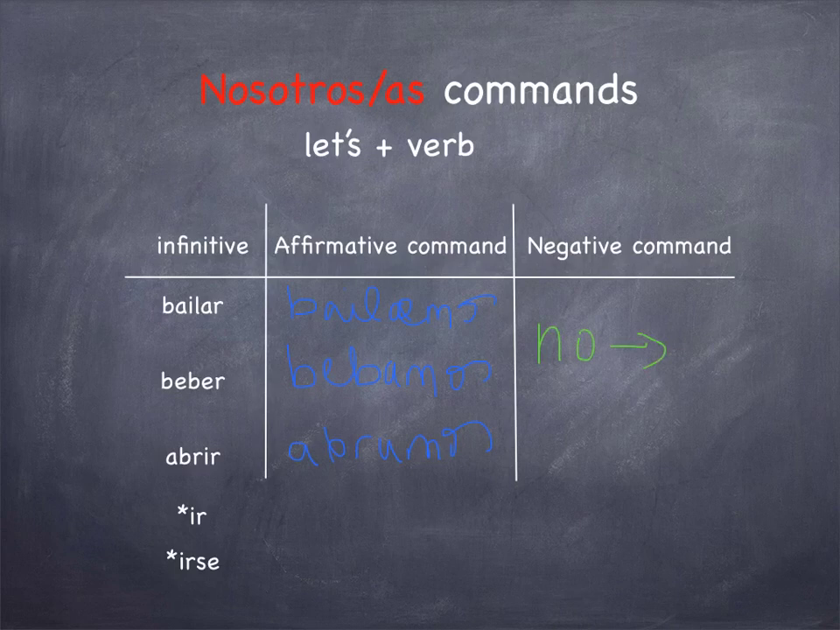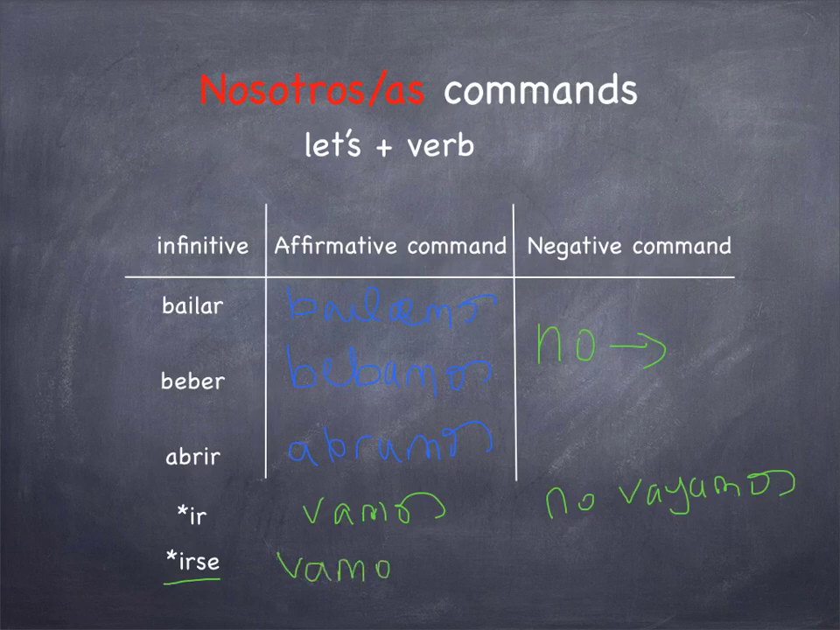Now, the verbs ir and irse, these are both irregular verbs. The affirmative command would be vamos in the form of ir, and then the negative command would be no vayamos. Now irse is a reflexive verb, so the affirmative command would be vámonos. Now the negative form would be no nos vayamos.